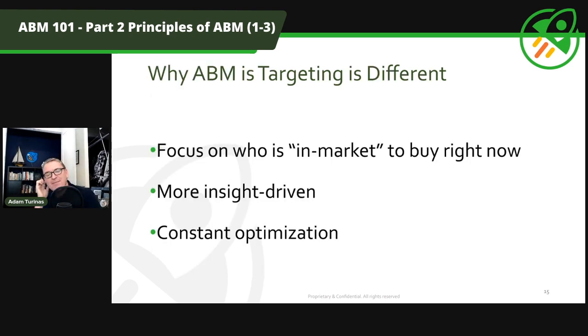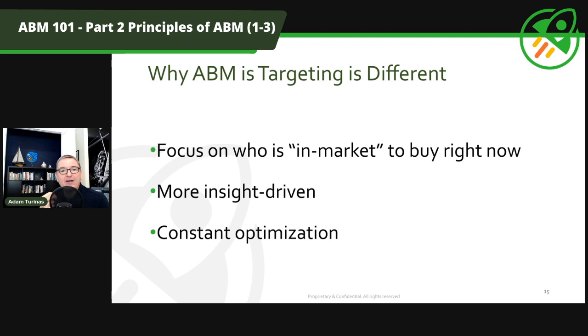So ABM targeting is quite different from traditional targeting, because one of the things that you're doing is you're focusing on who is in market right now. This notion of in market is really important, and I'm going to explain a little bit about how you do that in the next principle. What you're doing is much more driven by insights that you have about those accounts. You have to do a lot more research about the accounts to do this well.